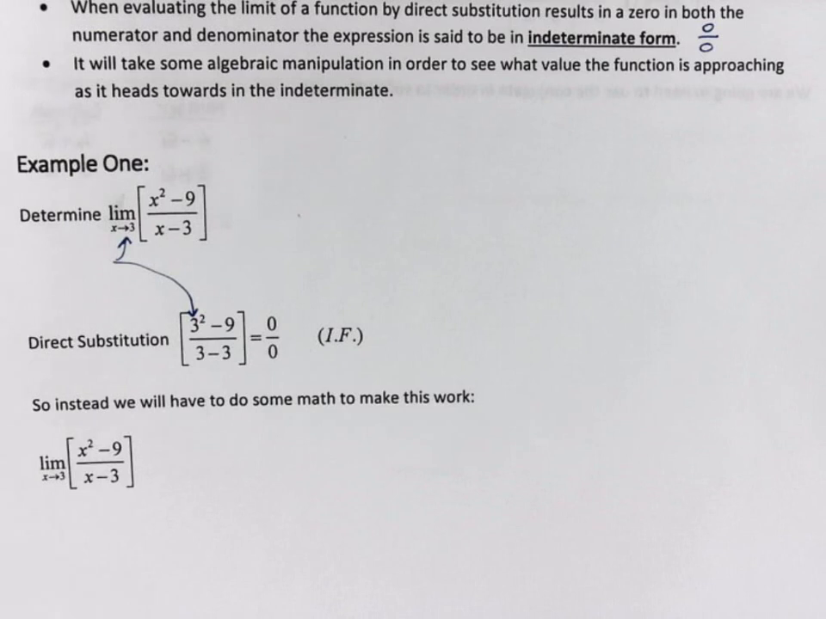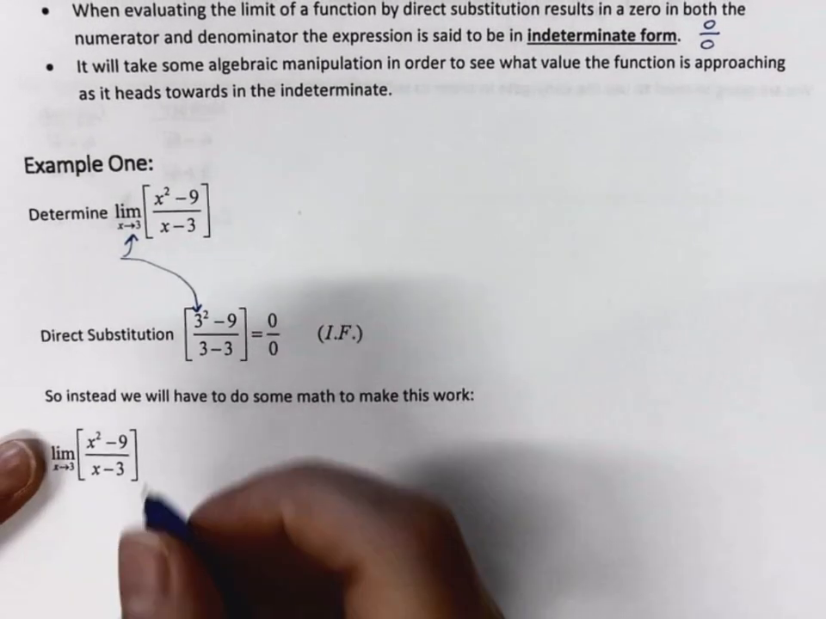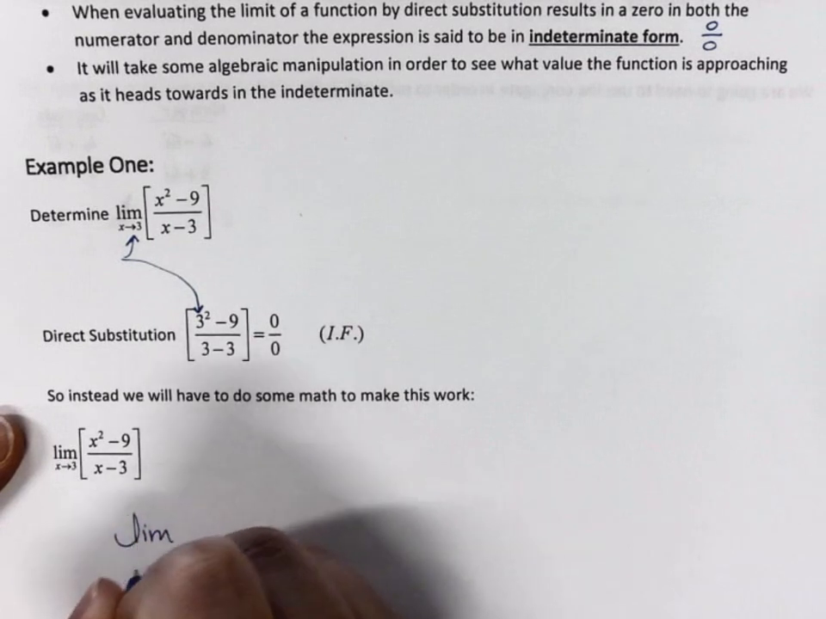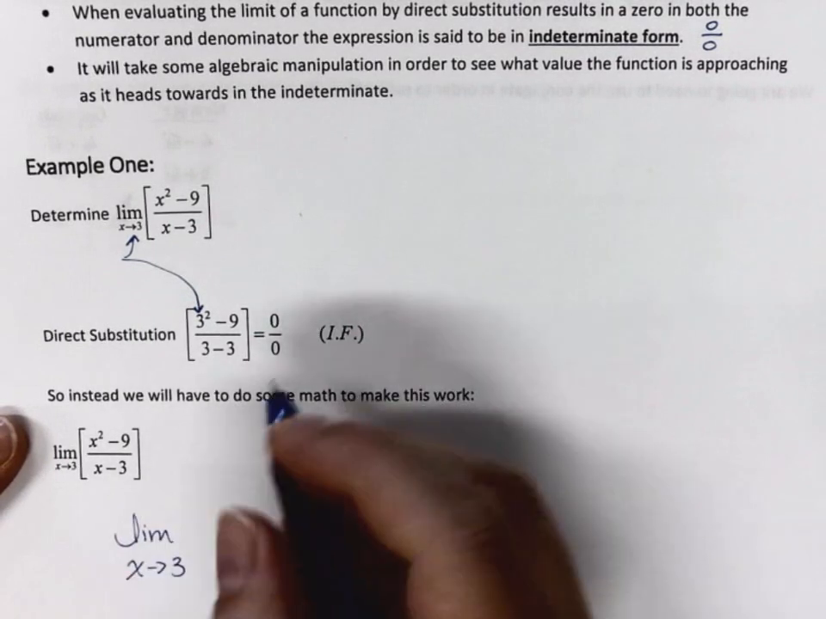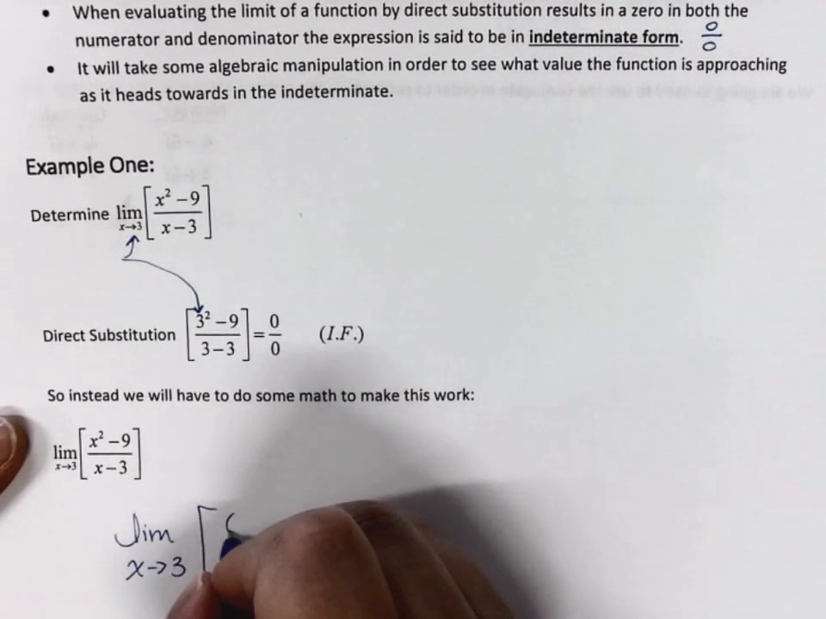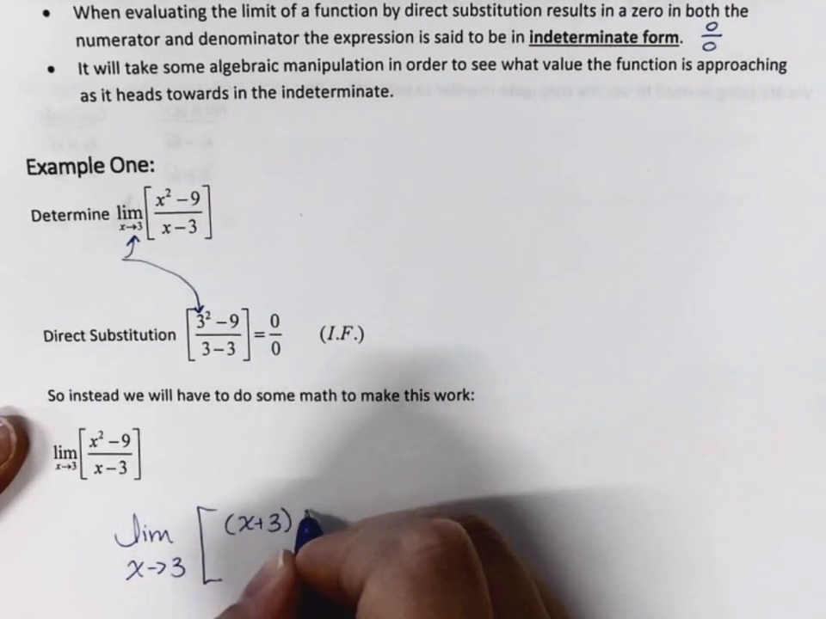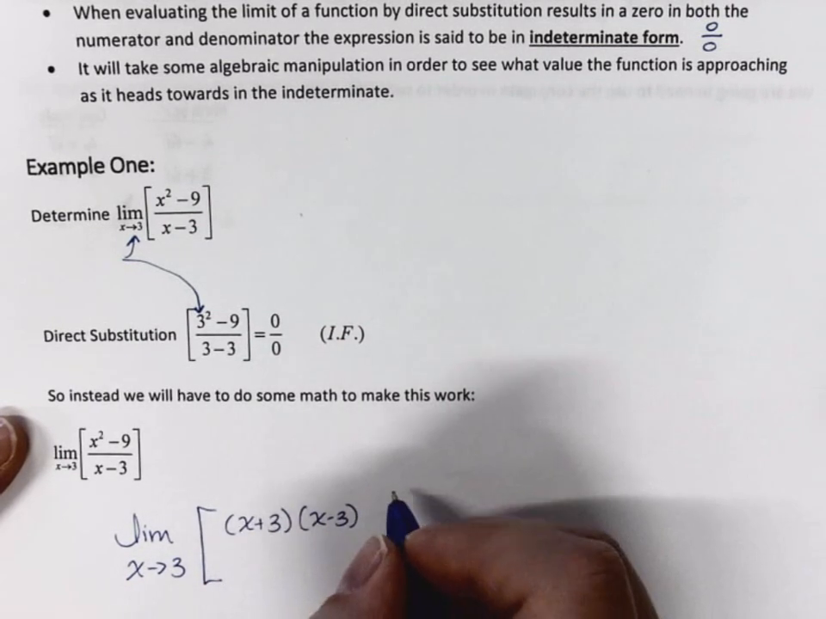So in order to make this happen, we've got to do a little bit of math first. What I'm going to do is keep my limit, so limit as x approaches 3, and I'm going to factor my numerator. And that is a difference of squares. I hope everybody saw that.